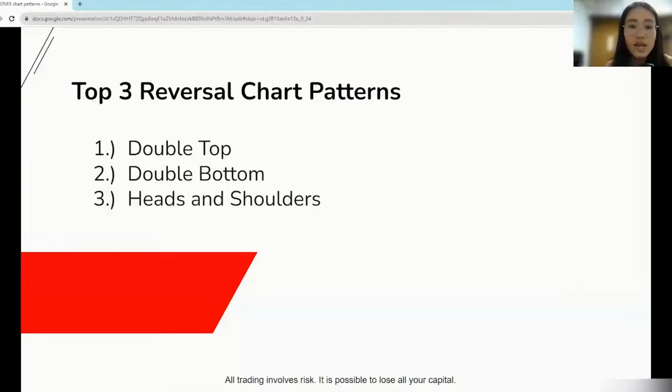So let's now look at the top 3 reversal chart patterns. These chart patterns basically indicate that there will be a reversal in trend. Of course, you would know that there are a lot of different ways for you to identify a trend reversal, but these chart patterns are our top 3 ways. Of course, you should use these not on their own, but also in combination with other technical analysis methods.